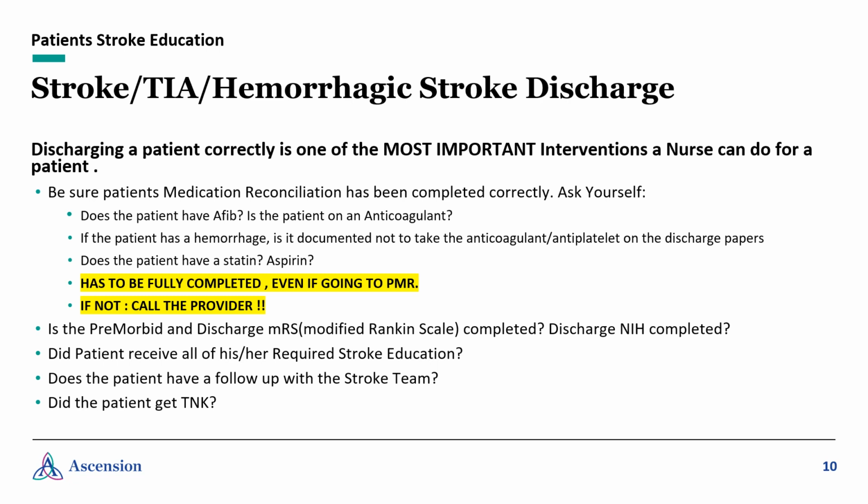Before you discharge the patient, ask yourself the following questions about the rest of the patient's care. Is the pre-morbid, meaning before the patient had his stroke, modified Rankin scale documented? And did I complete the discharge modified Rankin scale? Did I complete the discharge NIH scale?